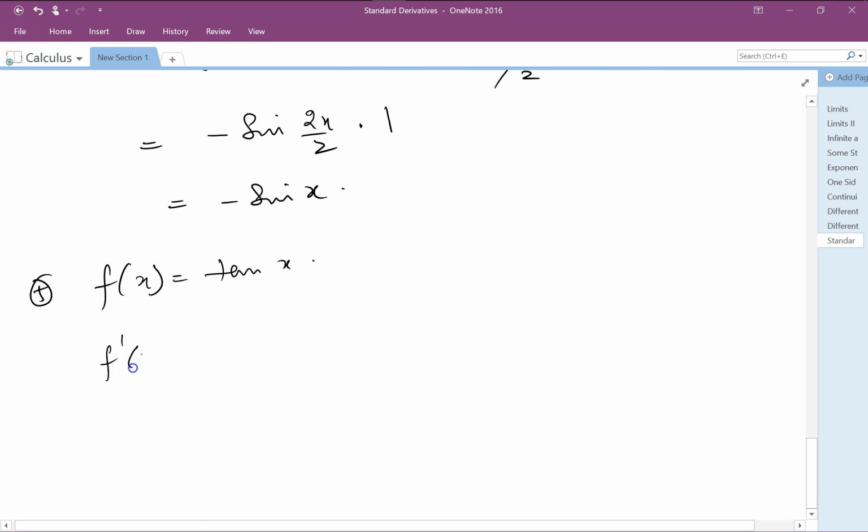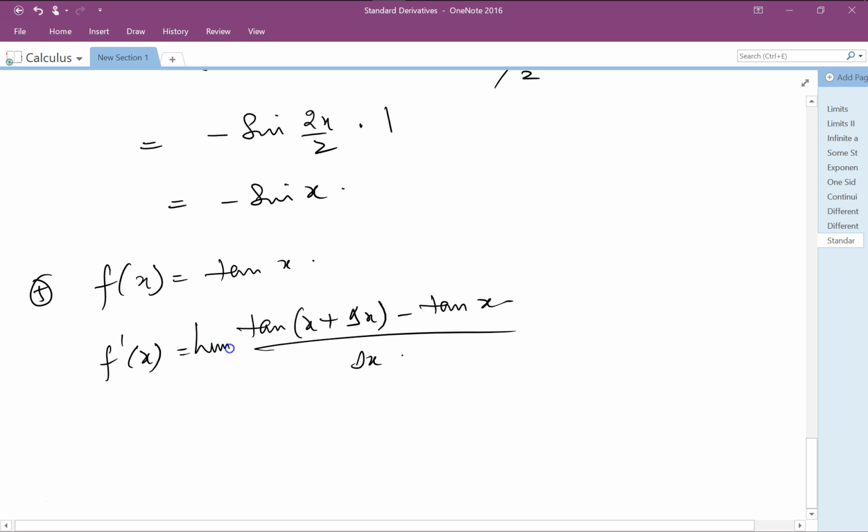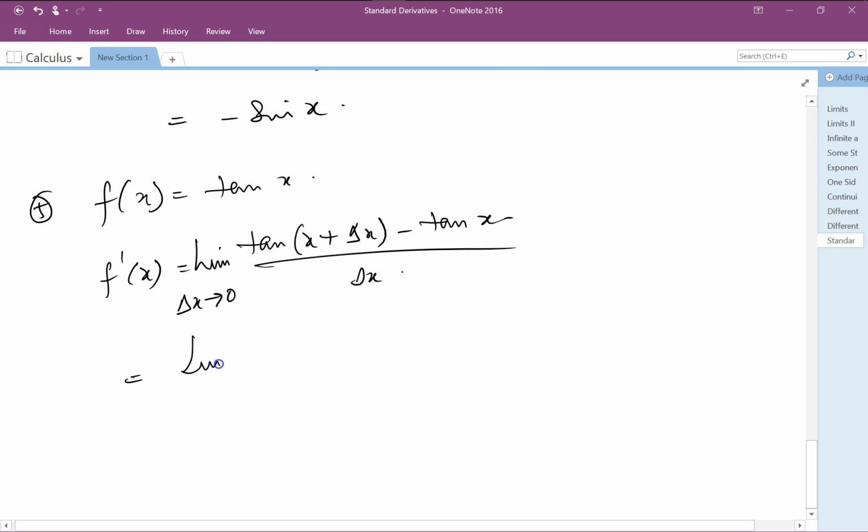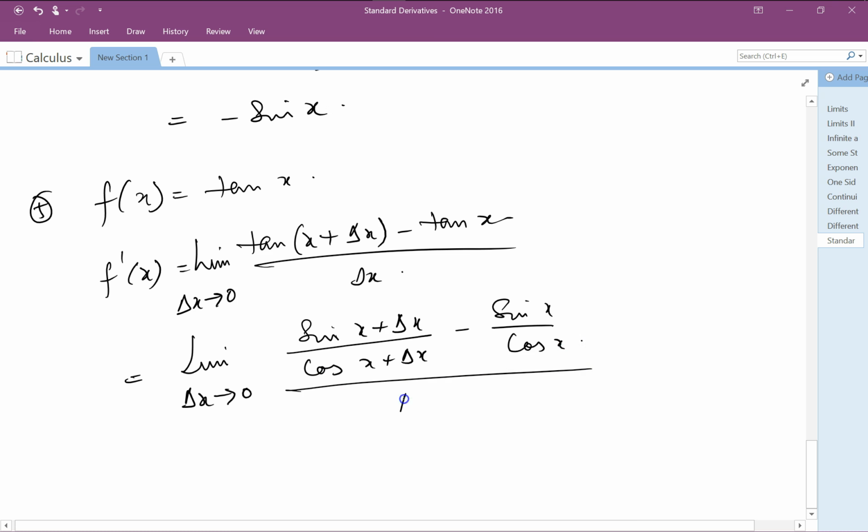Tan x. f prime of x would be, let's convert tan into sin by cos. First step, let's stick to this itself. Limit as delta x approaches 0 of tan(x plus delta x) minus tan x, divided by delta x. That is the limit of sin(x plus delta x) by cos(x plus delta x) minus sin x by cos x, the whole thing divided by delta x.